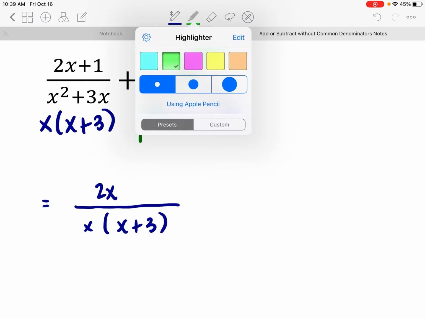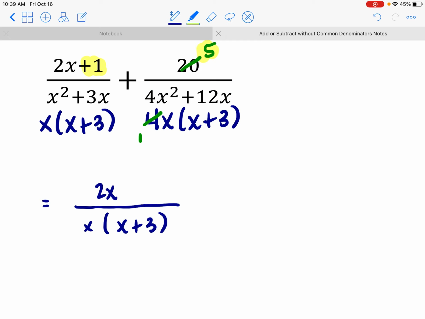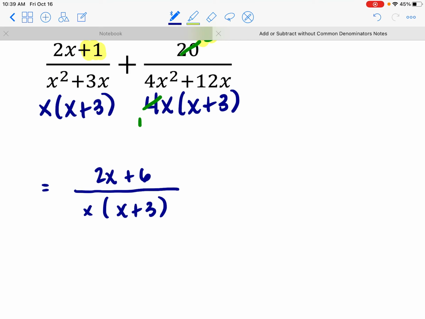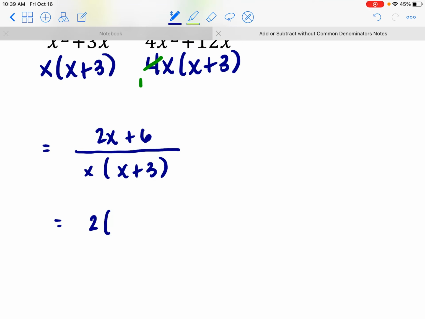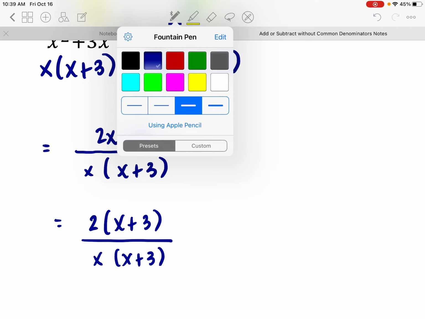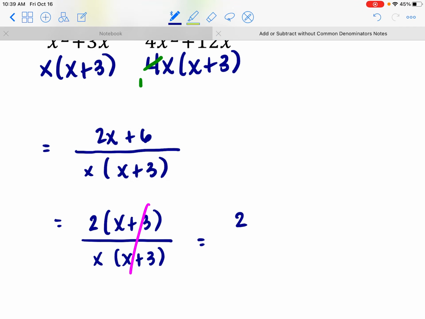I can combine, though, the 1 with the 5, which is going to give me 6. And that's going to factor. The GCF of 2 will come out of the top, which will leave me an x plus 3. And on the bottom, if I still have an x and an x plus 3, then I'm going to be able to reduce that common factor. So my final answer is going to be a 2 left on the top and an x left on the bottom. So 2 over x.